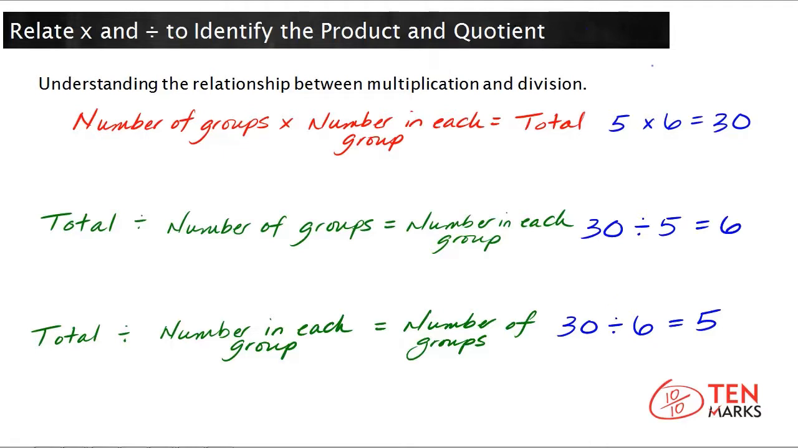The equations that I've written here in blue, these are all related. And they're related because they use the same numbers. And you kind of got a feel for that when I said 5 groups with 6 in each group is a total of 30. And then when you went to the division problems, you were breaking 30 down either into the number of groups or the number in each group. So this is the relationship between multiplication and division. Now let's try solving some problems using this information.